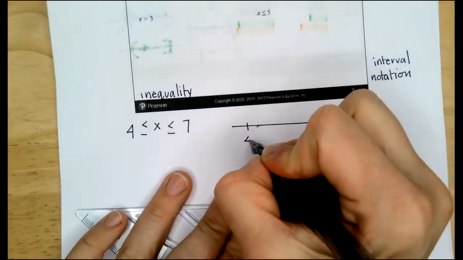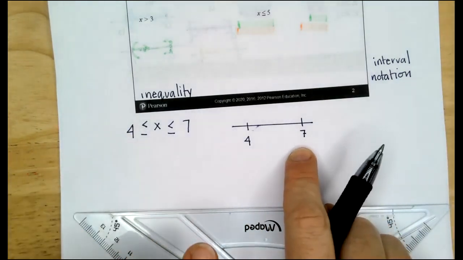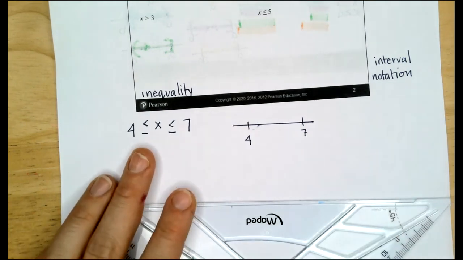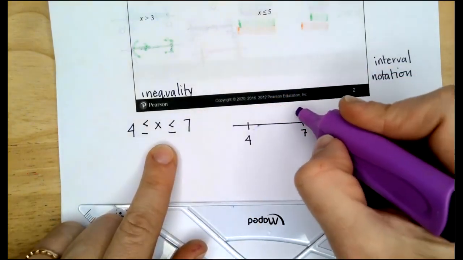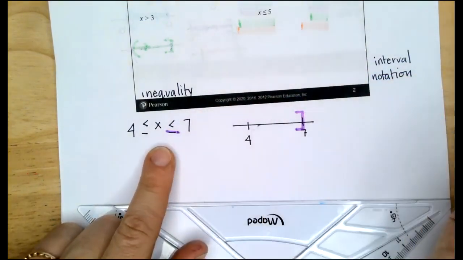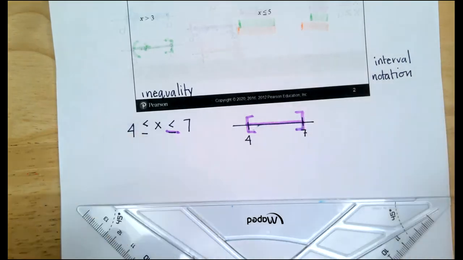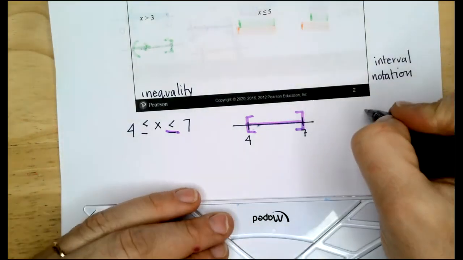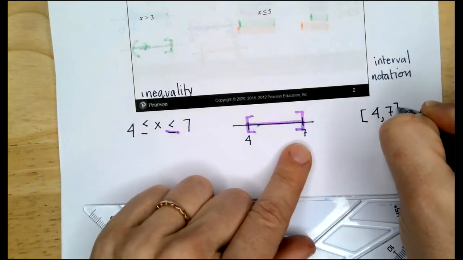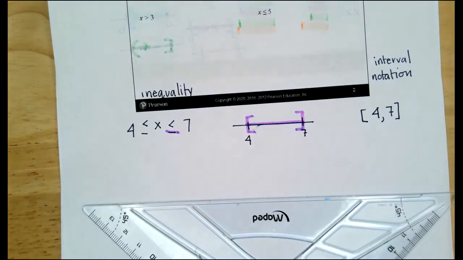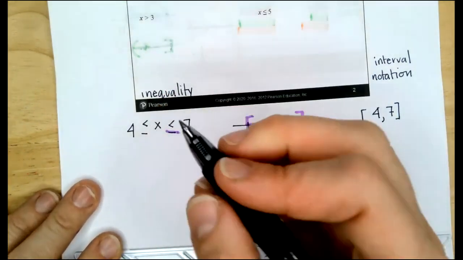So here's 4, and here's 7. Make sure that 4 is actually before 7 on a number line, okay? Just be sure. So we have x is less than or equal to 7, so that's a bracket. It's a bracket because of the equal sign. And then x is greater than or equal to 4, so that's going to be the graph. And then my interval notation, I just take straight from my graph. What do I start with? I start with a bracket and the number 4. I end with the number 7, and 7 is also within a bracket, so that's my interval notation for that inequality. Good?